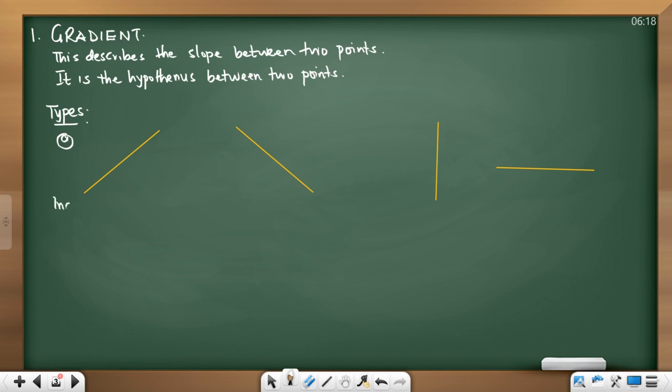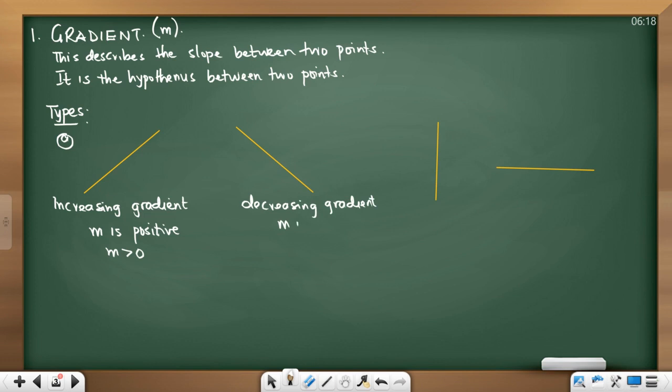This one is an increasing gradient, because it's moving up as we move from left to right. The symbol for gradient is small letter m. Gradient here is positive, so this gradient is greater than 0. The second one, decreasing gradient: m is negative, and m is less than 0.